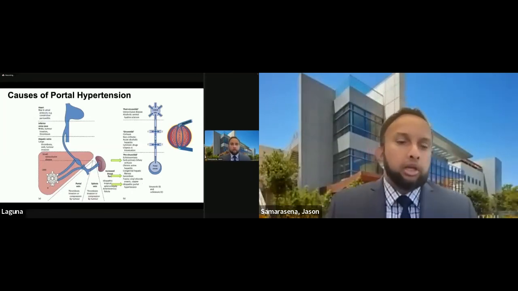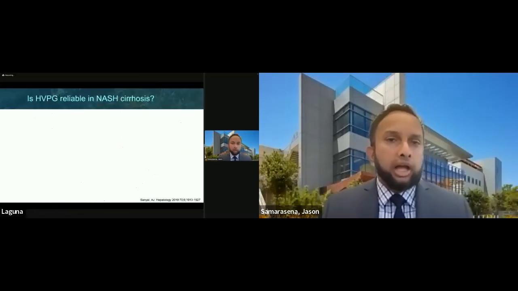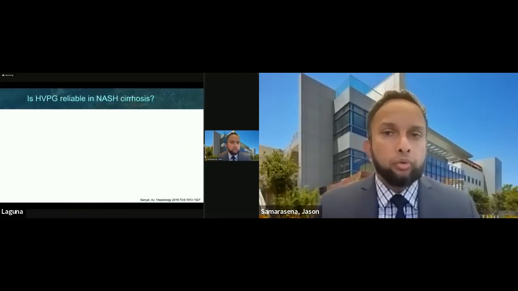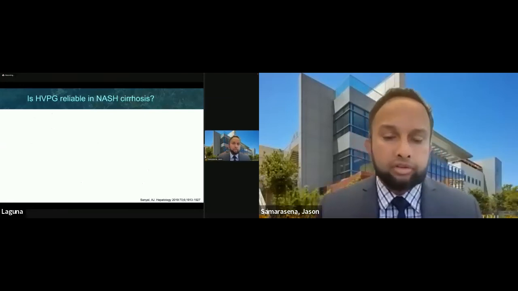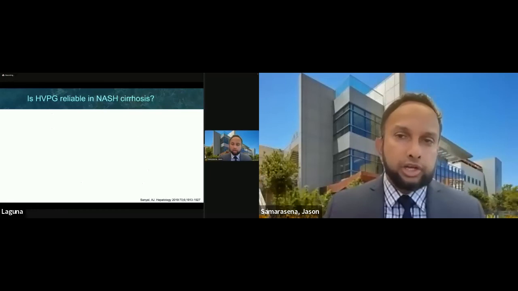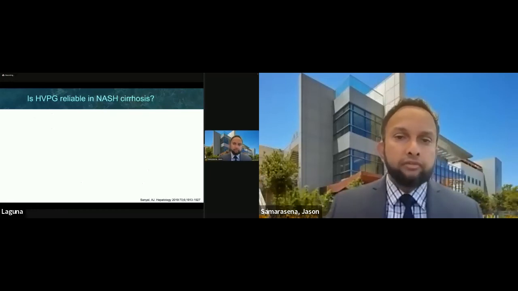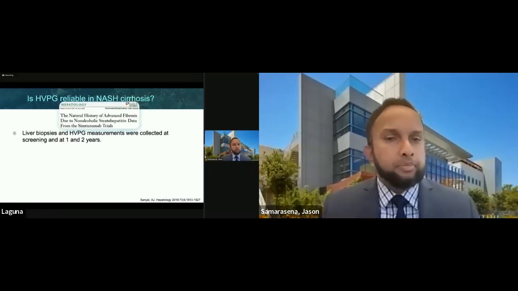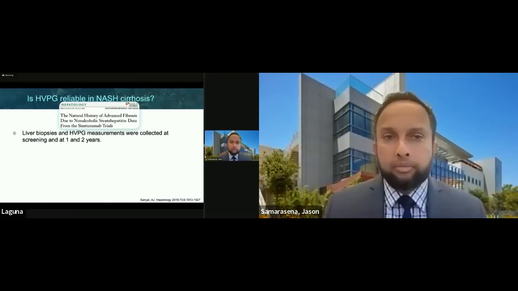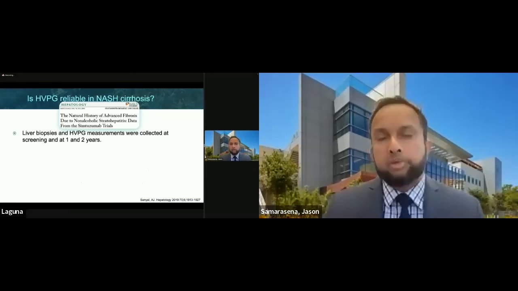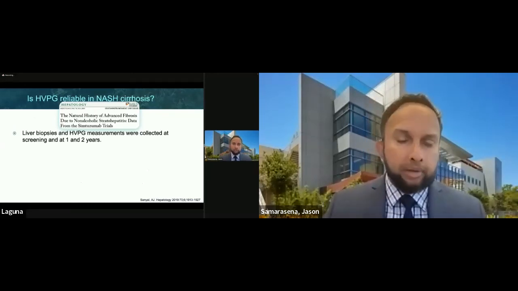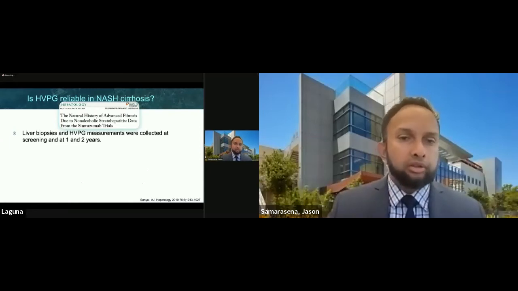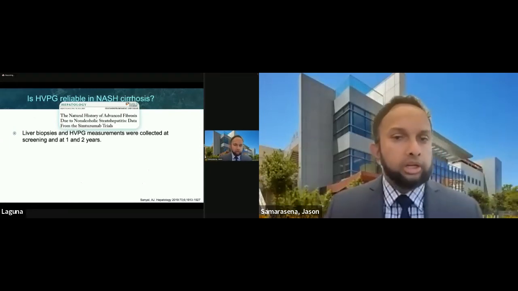But maybe a more relevant question is, how well does HVPG do with NASH cirrhosis? Because this is really one of the most common reasons why we're seeing liver disease patients today. And if you look at this outcome study, HVPG is being called into question as a reliable measurement of portal hypertension. Liver biopsies and HVPG measurements were collected at screening and at year 1 and year 2.